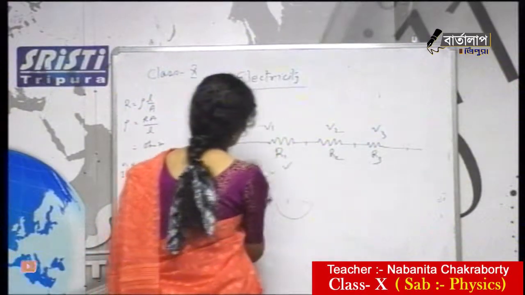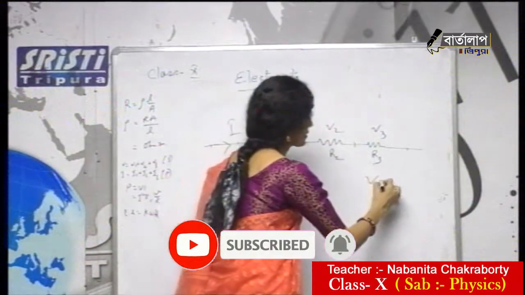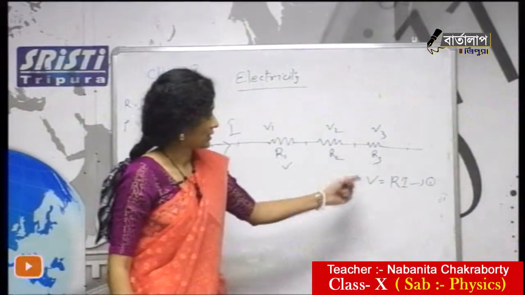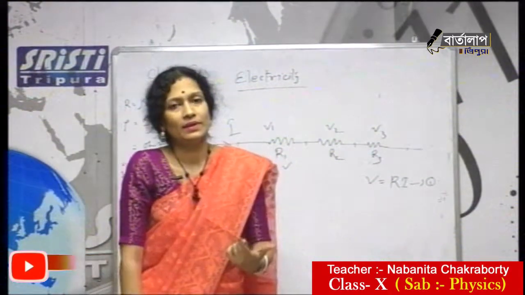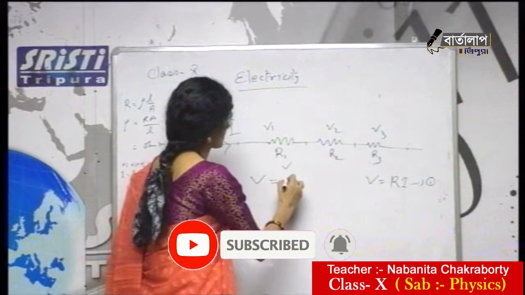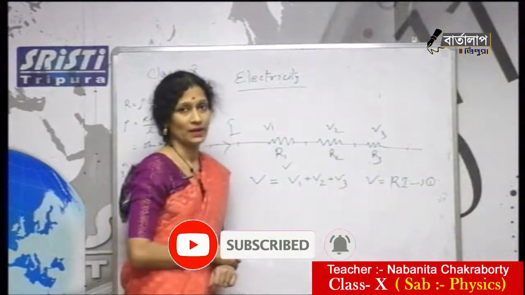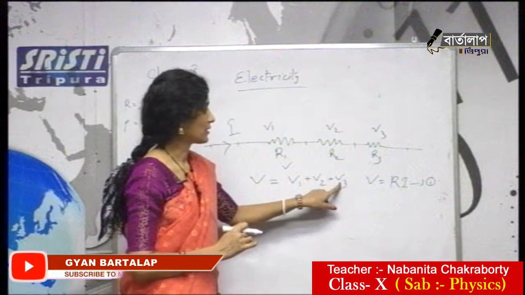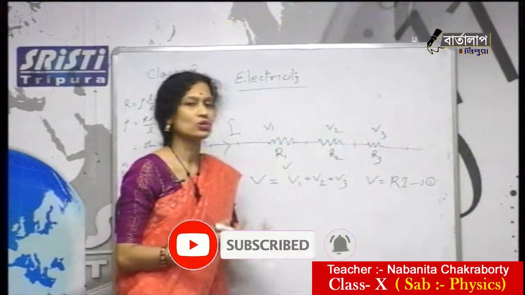What do we get from Ohm's law? We can write that V equals Ri. In the case of series combination, the total potential difference V equals V1 plus V2 plus V3. And from Ohm's law, we already know that V equals Ri.